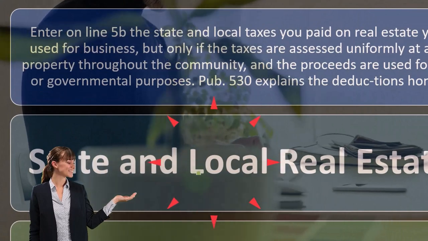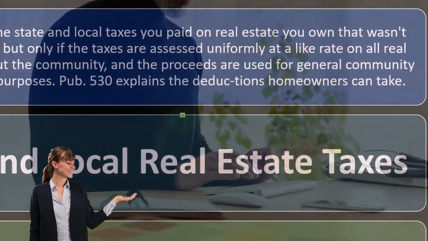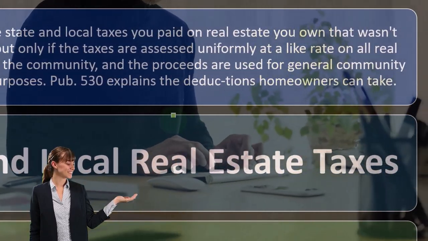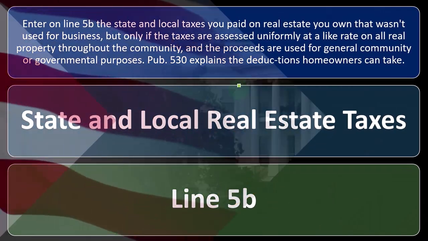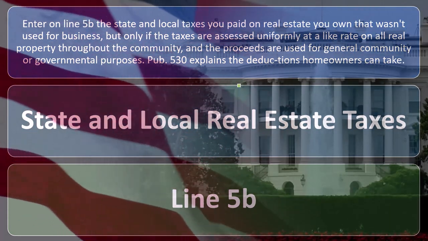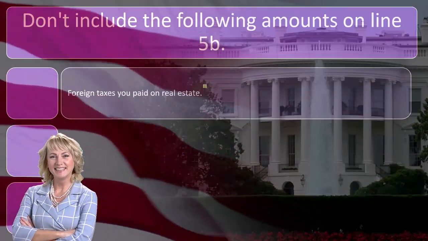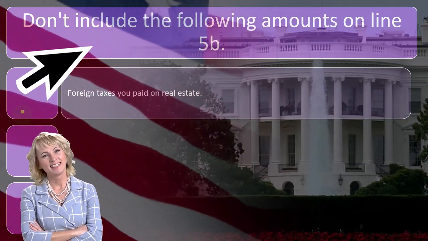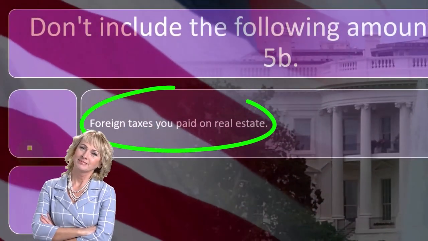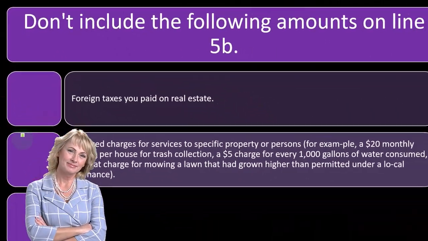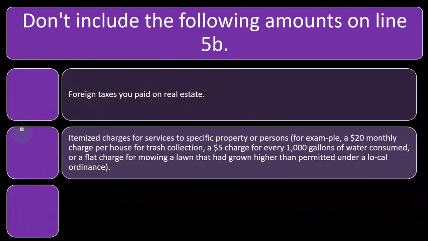But only if the taxes are assessed uniformly at a like rate on all real property throughout the community, and the proceeds are used for general community or government purposes. So publication 530 explains the deduction homeowners can take. So don't include the following amounts on line 5B. Foreign taxes you paid on real estate. So no foreign taxes. We're not subsidizing foreign taxes here.